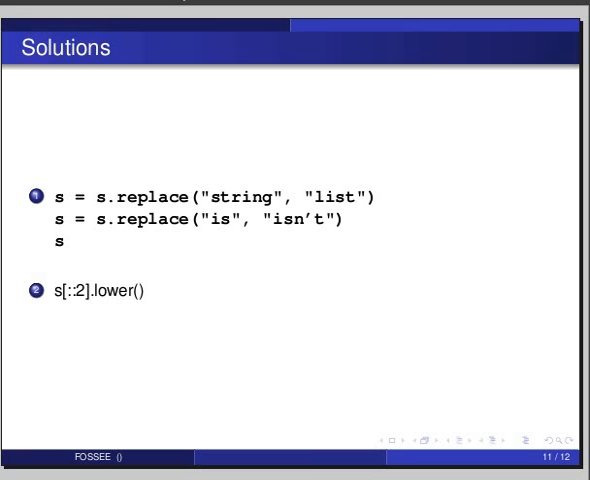And the answers. We will use the replace function to accomplish this. So type s is equal to s dot replace, and within brackets, in double quotes, string, comma, in another double quotes, list. And then s is equal to s dot replace, then within brackets, in double quotes, is, comma, then in another double quotes, isn't. Then we notice that every is in the statement has been replaced by isn't.